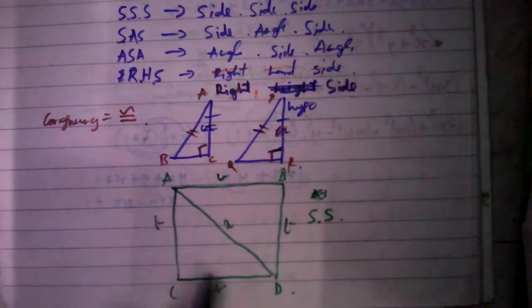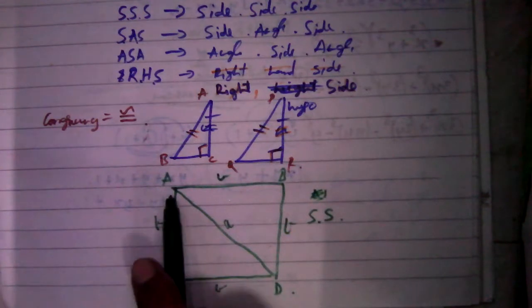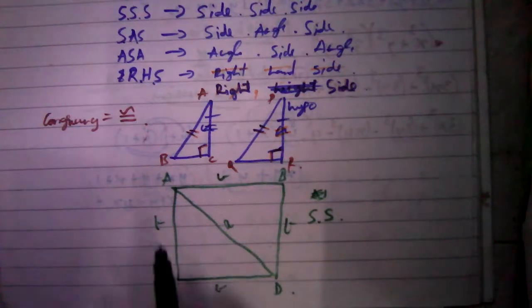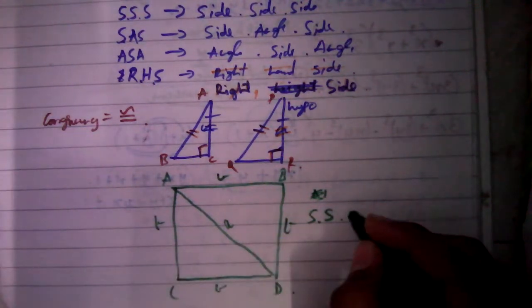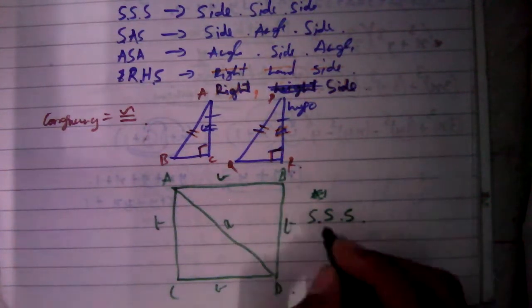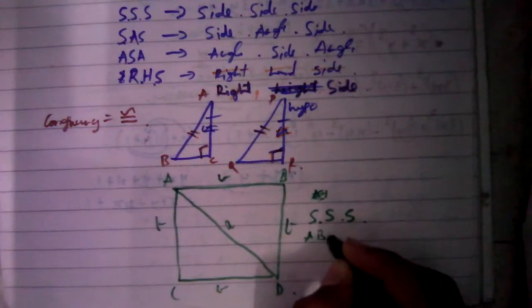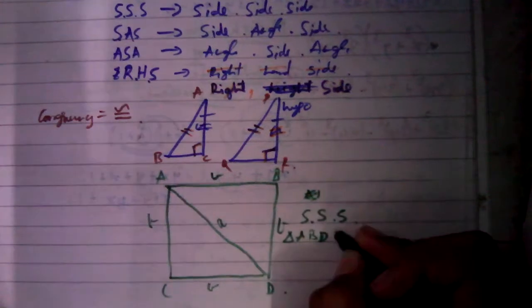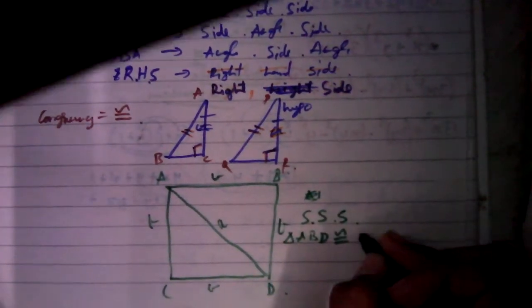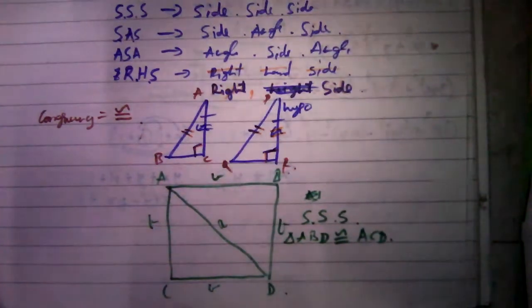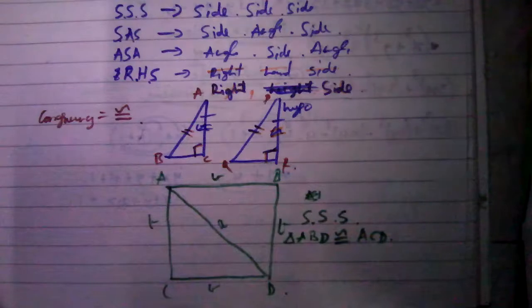AD is the diagonal of the square, so this is a common line. It should be equal for both triangles, so it will be another S. So now we can say that triangle ABD is congruent to triangle ACD. We are done with the example.